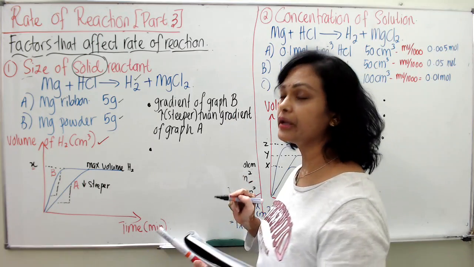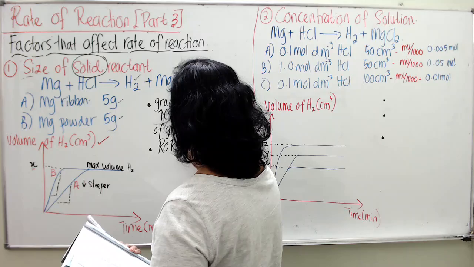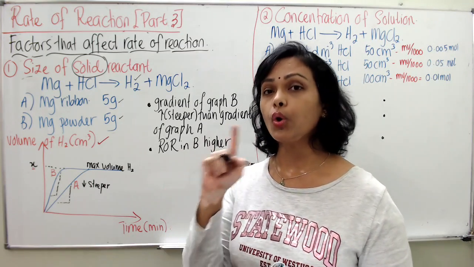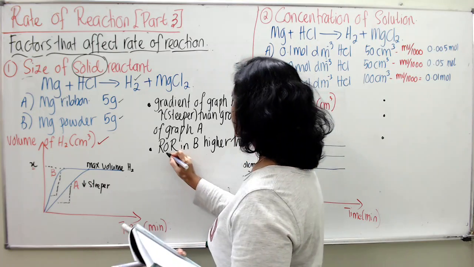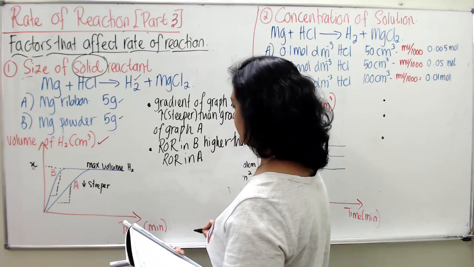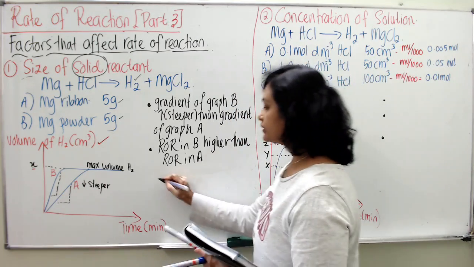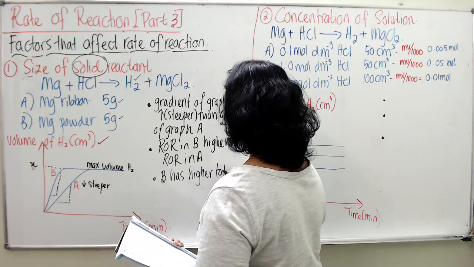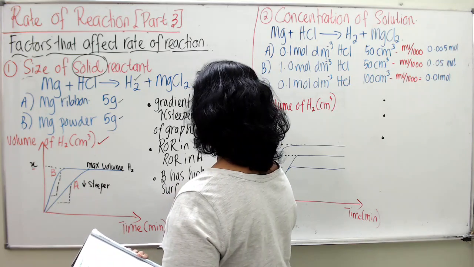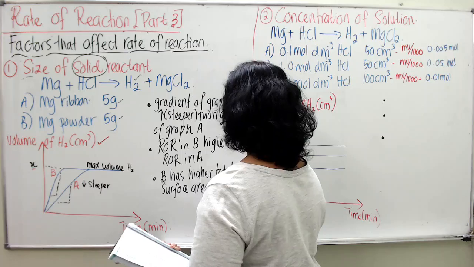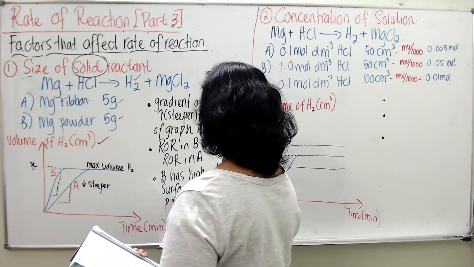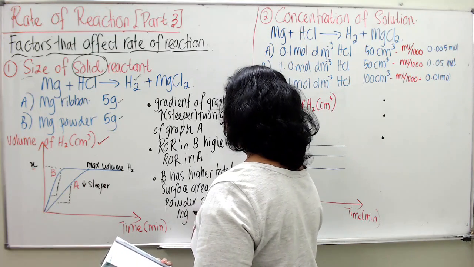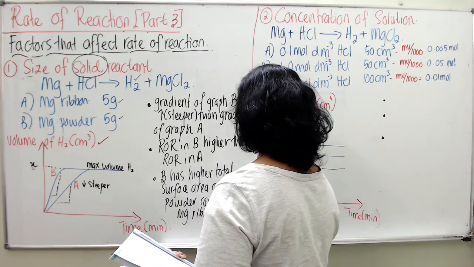Now you interpret, what does the gradient mean? This shows that rate of reaction in B is higher than rate of reaction in A. Remember, teacher told you that when coming to rate of reaction, you must use the word higher or lower. So, this shows that B has higher total surface area of magnesium in powder compared to magnesium ribbon in A. Okay, so I hope you can understand.